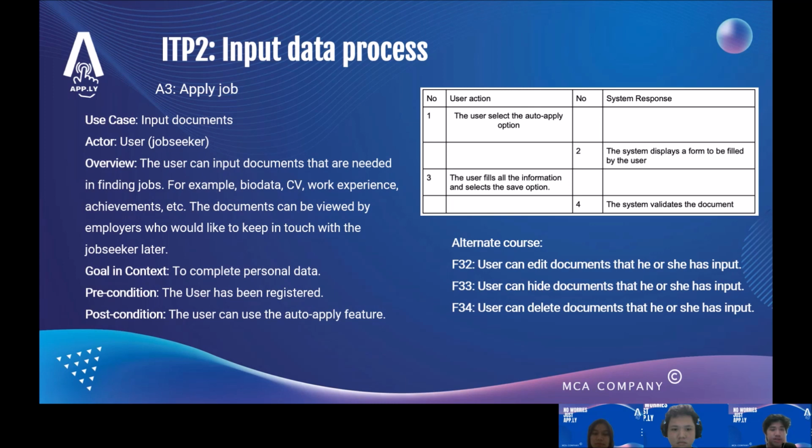The goal in context is to complete the personal data. The precondition is the user has been registered. The post condition: the user can use the auto apply feature. In user action, the user selects the auto apply.